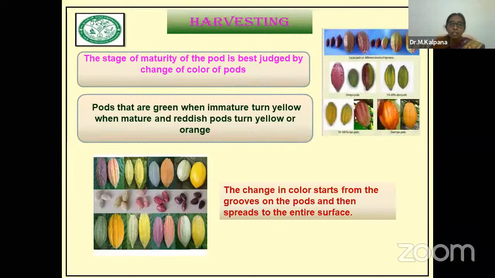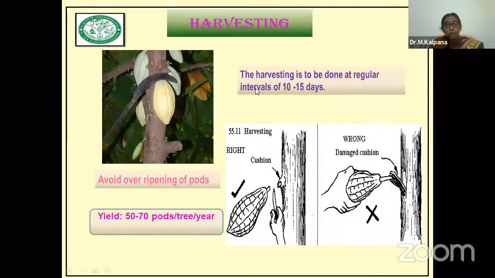So the maturity levels we have to judge very specifically, based on the change of the color of the pods. The green pods will turn into orange or reddish, and the maturity will start from the apex region. So for every 10 to 15 days we have to do regular harvesting, and we should not harvest over-ripened pods.